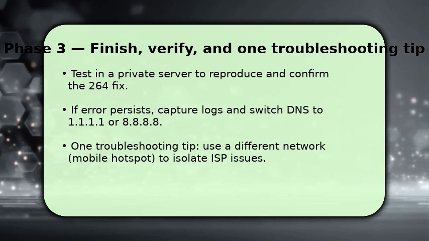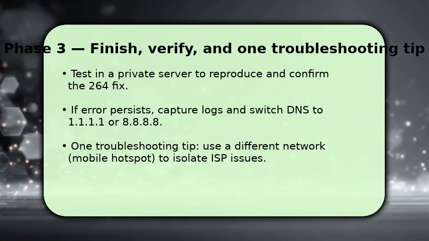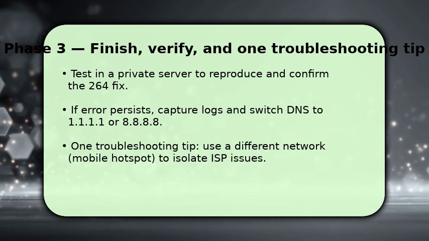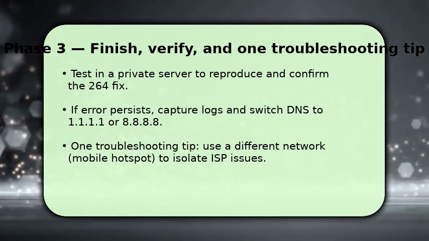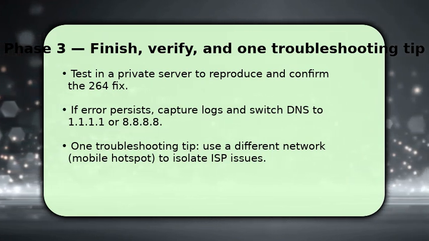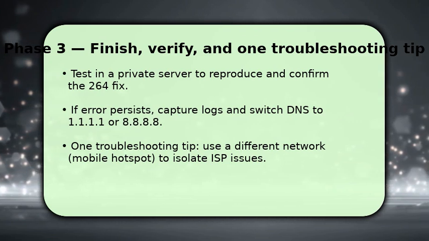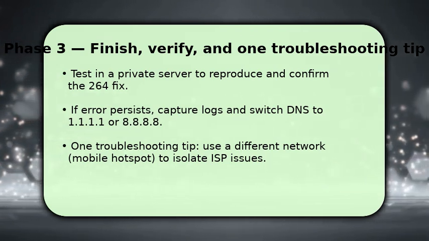Change your DNS to 1.1.1.1 or 8.8.8.8 to rule out resolution throttling. If you still see error 264, try a different network like a phone hotspot. When it works there, the ISP or router is the culprit. Keep one key tip. Restoring a router to defaults often clears hidden filters, causing 264.